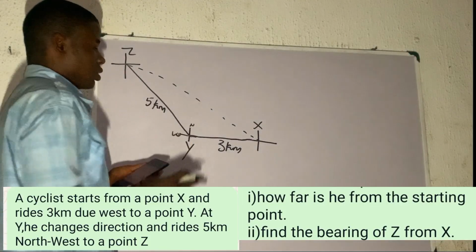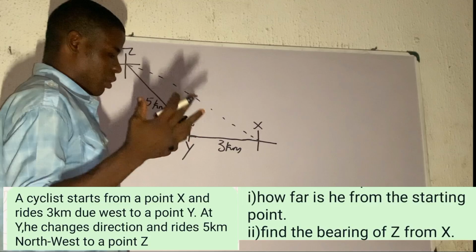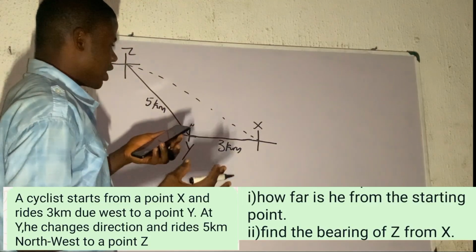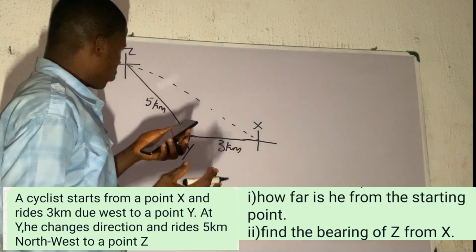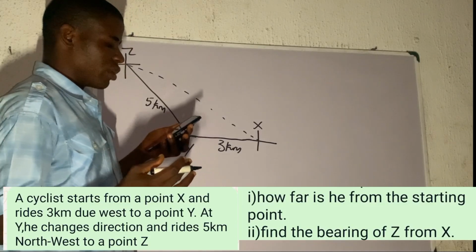So look at the triangle. Hope you understand. Now, is there any other thing? How far is it from the starting point? Correct to the nearest kilometer. What next did they ask? They said again, find the bearing of Z from X.